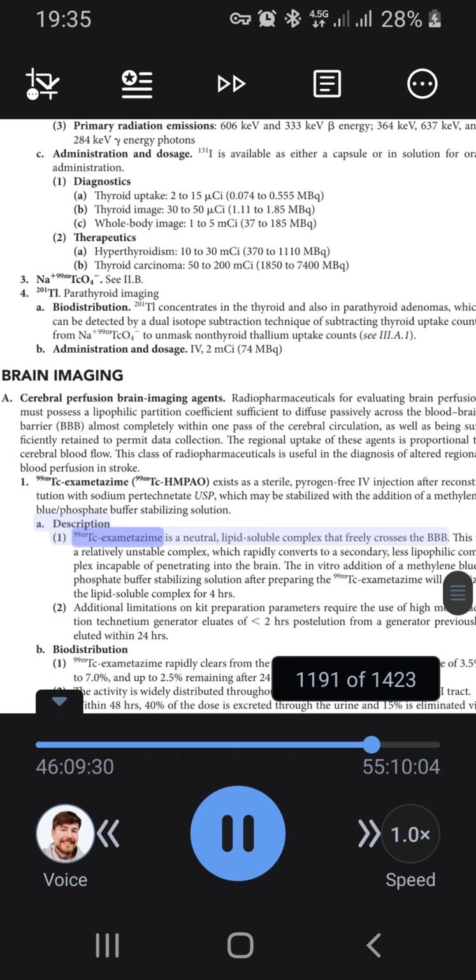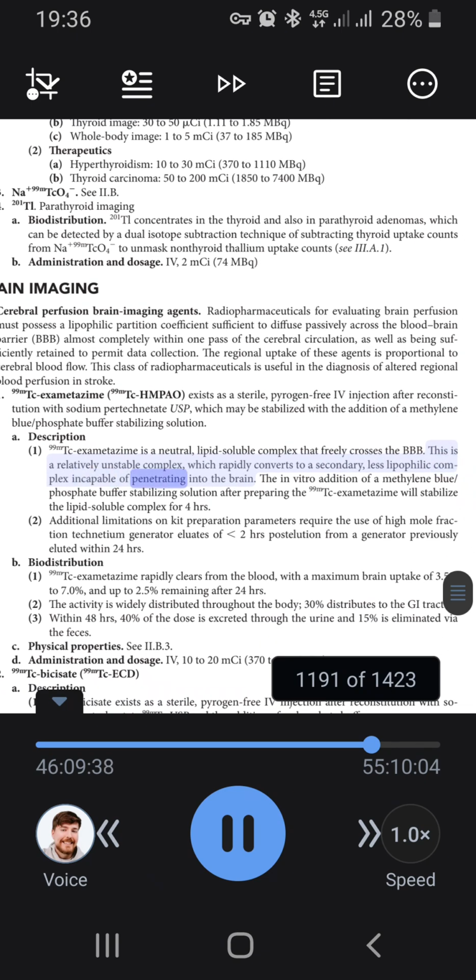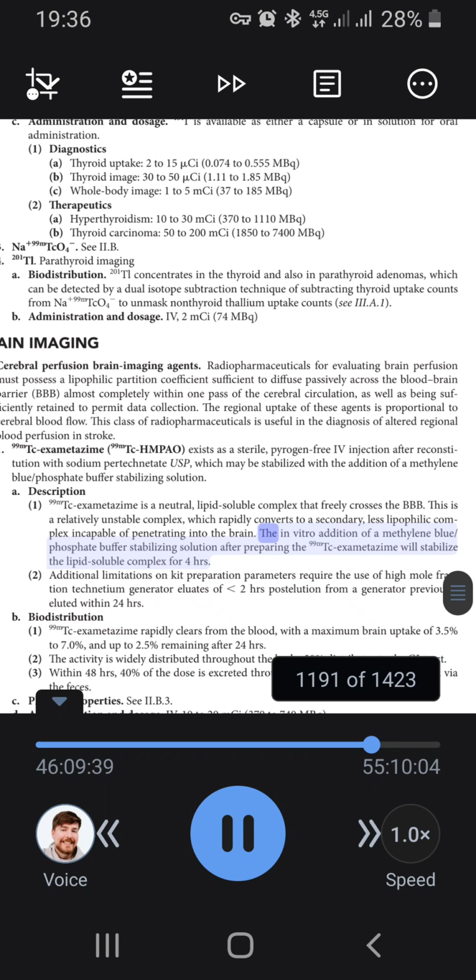99mTc hexametazime is a neutral, lipid-soluble complex that freely crosses the BBB. This is a relatively unstable complex, which rapidly converts to a secondary, less lipophilic complex incapable of penetrating into the brain. The in vitro addition of a methylene blue phosphate buffer stabilizing solution after preparing the 99mTc hexametazime will stabilize the lipid-soluble complex for 4 hours.